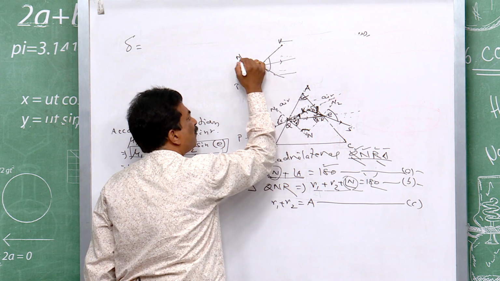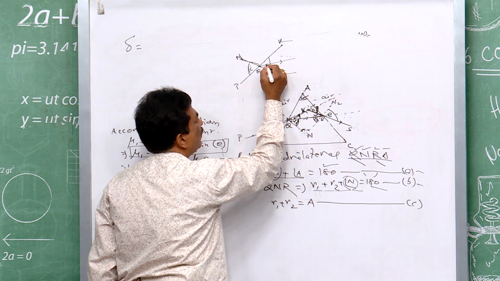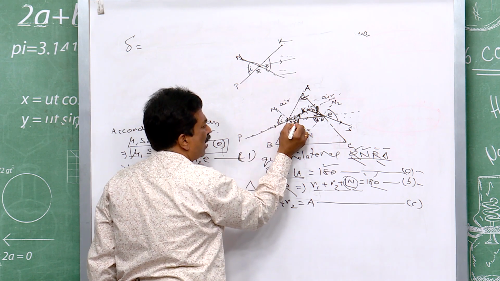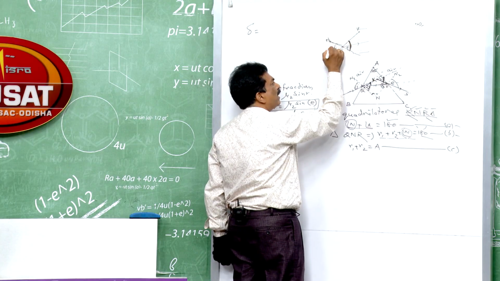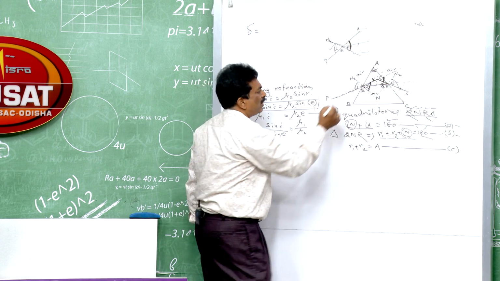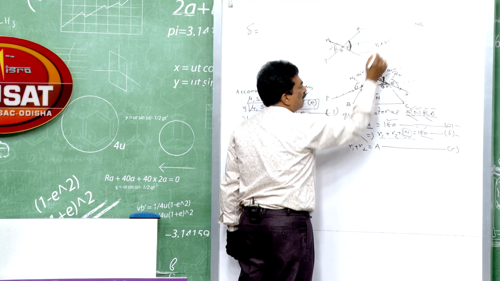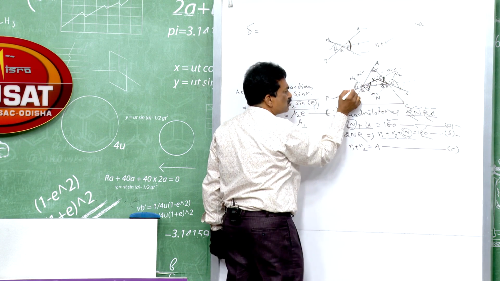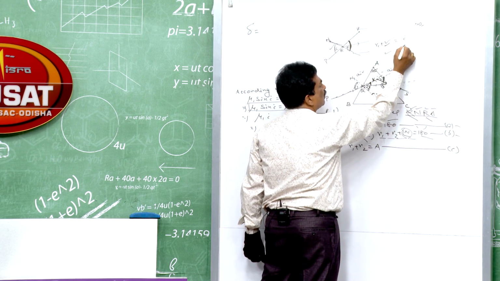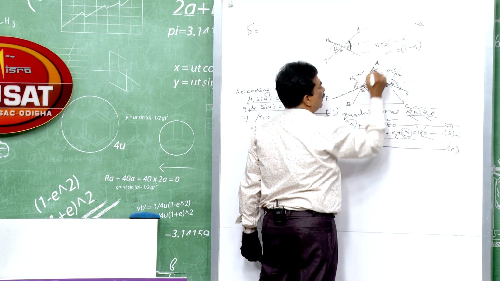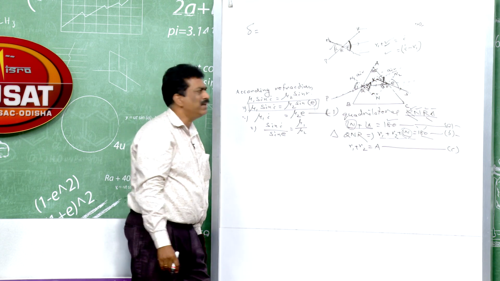So this angle from the normal, we have taken as R1. So R1 plus this tick mark angle is equal to this whole angle, and this whole angle is nothing but I. R1 plus the tick mark angle is equal to I. Then this tick mark angle is equal to I minus R1.